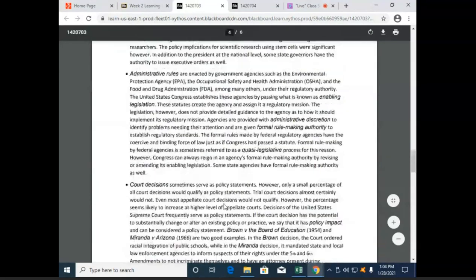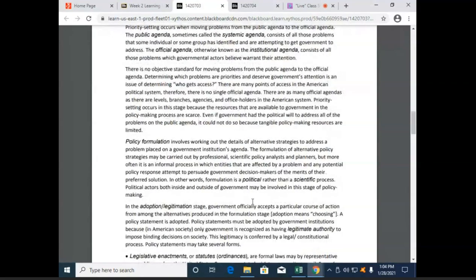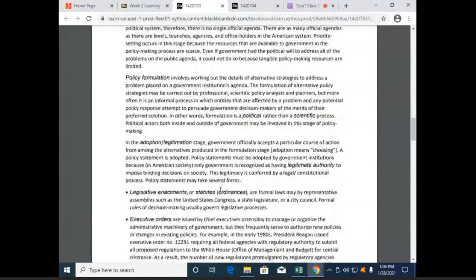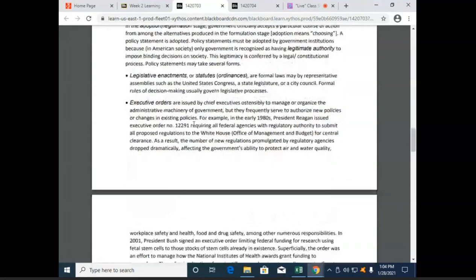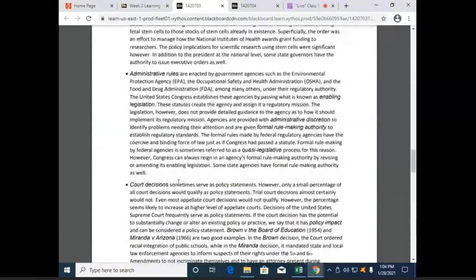Look, just to really drive home the point that I was making to you a moment ago, you need to read the policy primer rather than relying on what I've said here in class. For example, back up here under the adoption legitimation stage, there's some information about different types of policy statements. One of the things that happens in the adoption stage is that a policy statement is produced. And what I've done here is to outline several of the different types of policy statements.